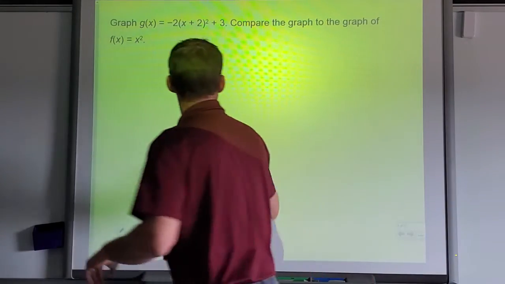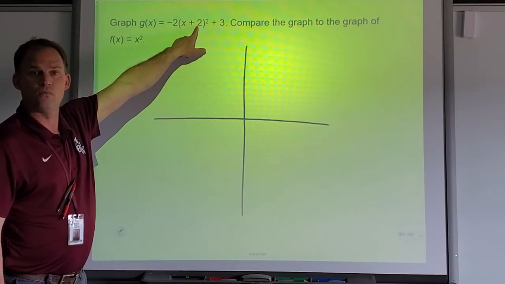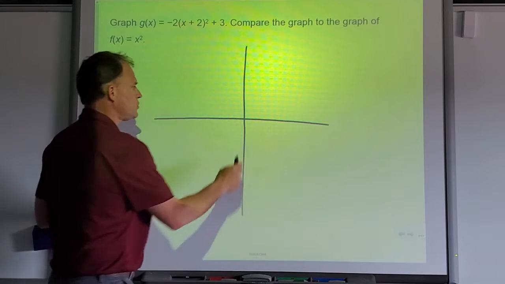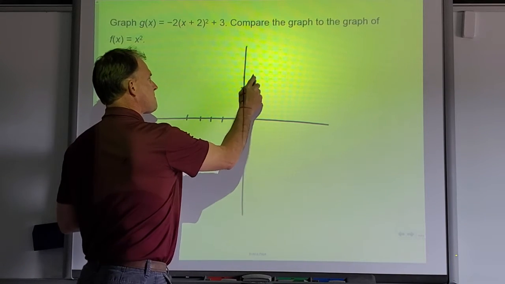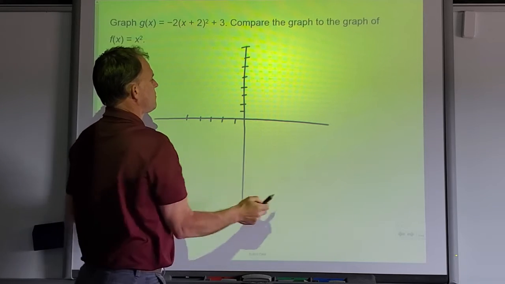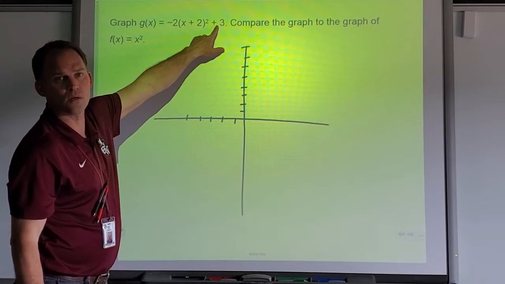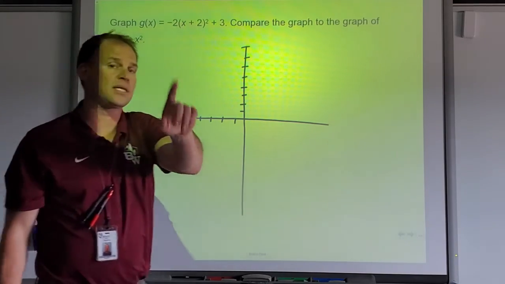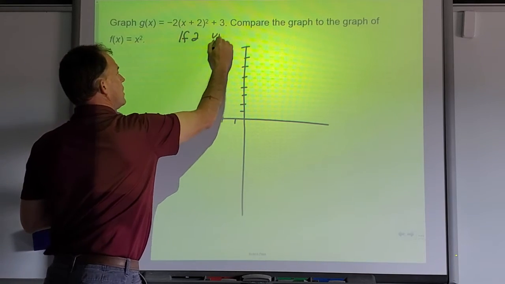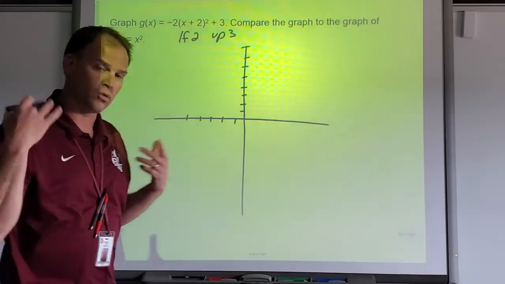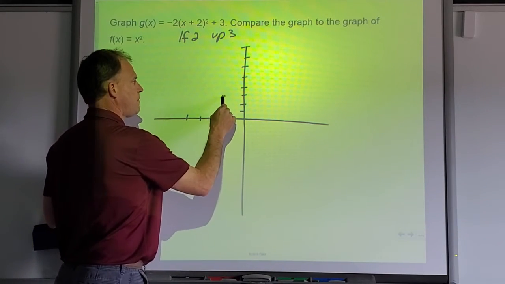So if I want to graph this, where is this going to go? Yep, left 2. Where's this going to go? Yeah, exactly what's outside. So it's going up 3. So this is going left 2, up 3. Write that in your notes, okay? You'll get used to it. So I know my vertex is going left 2, up 3.